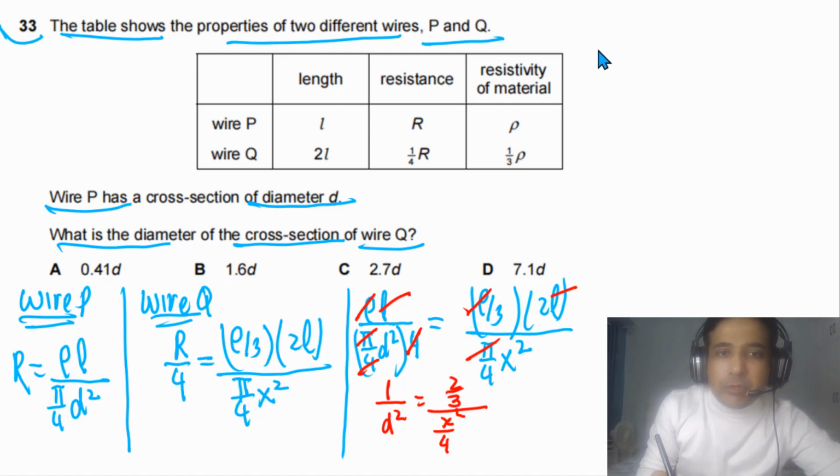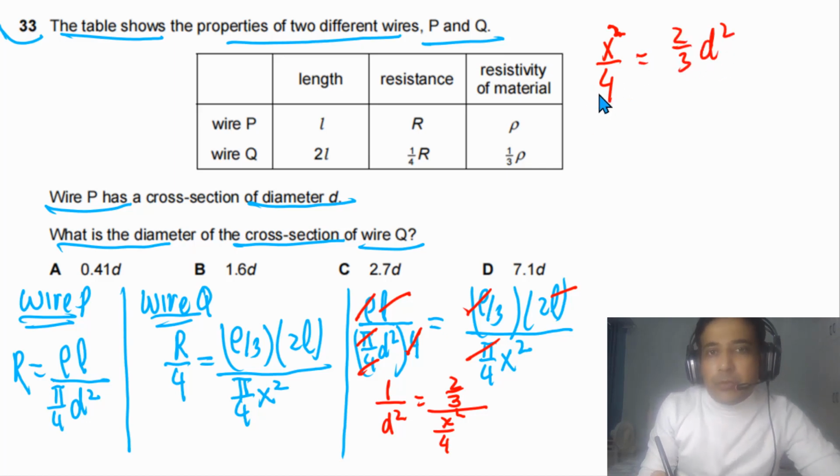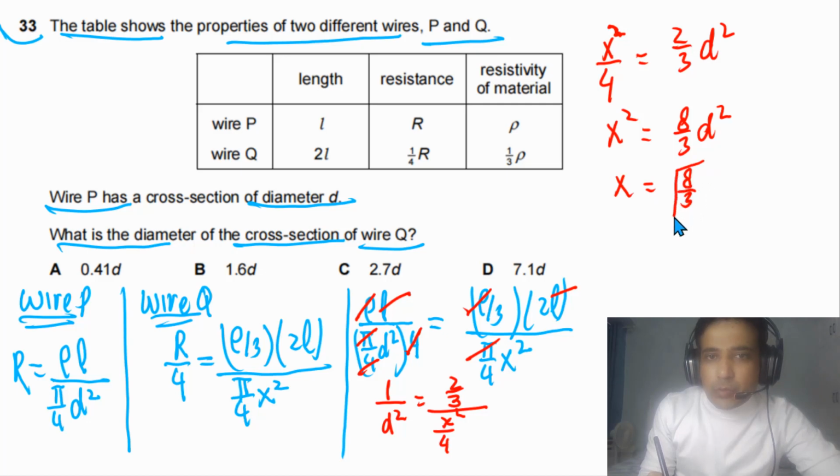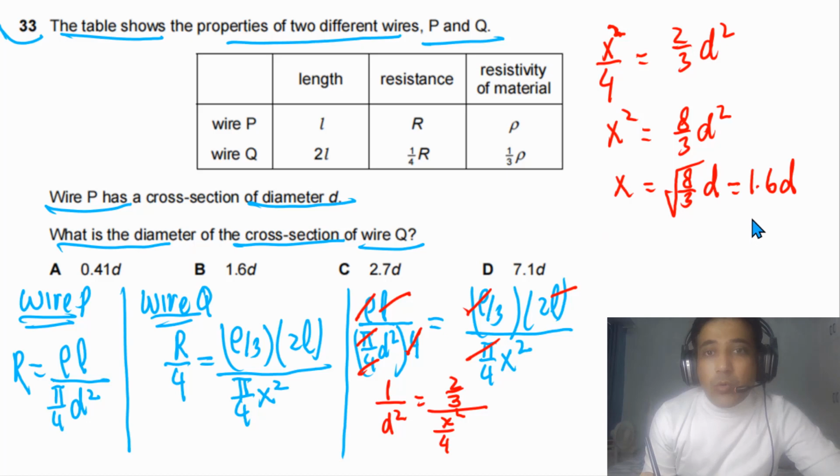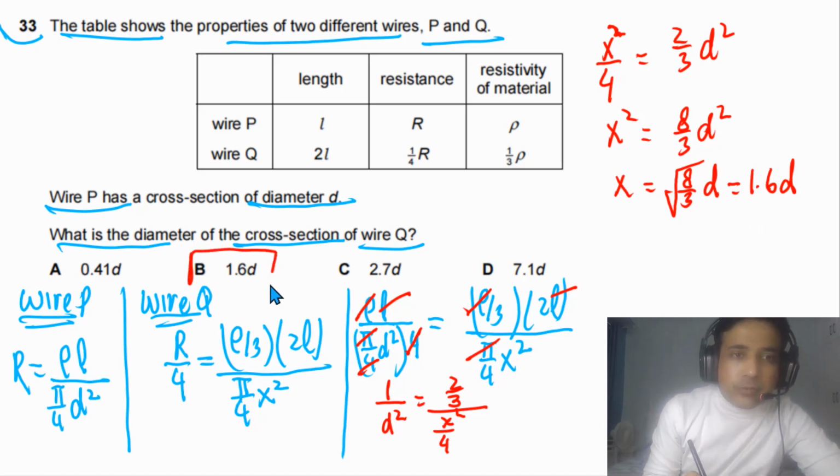If we cross multiply, we get x squared divided by 4 equal to 2 by 3 times d squared. We need to find x, so x squared will be equal to 8 by 3 times d squared. From here we can find x, which is the root of 8 by 3 times d. If we solve this, we get 1.6 d. So x is equal to 1.6 times d, and the answer for this question is B.